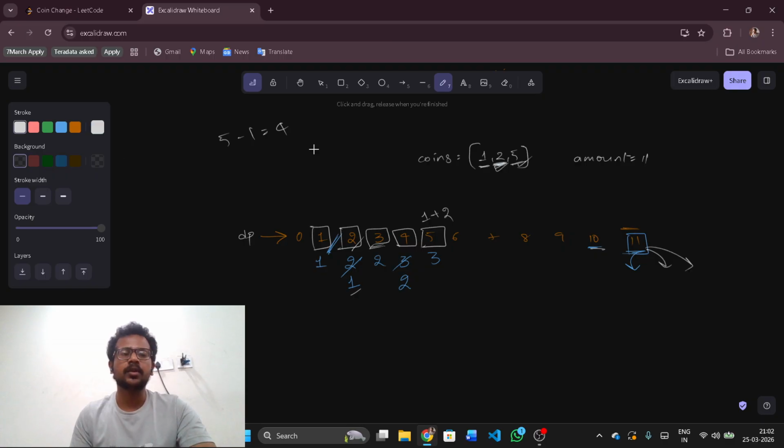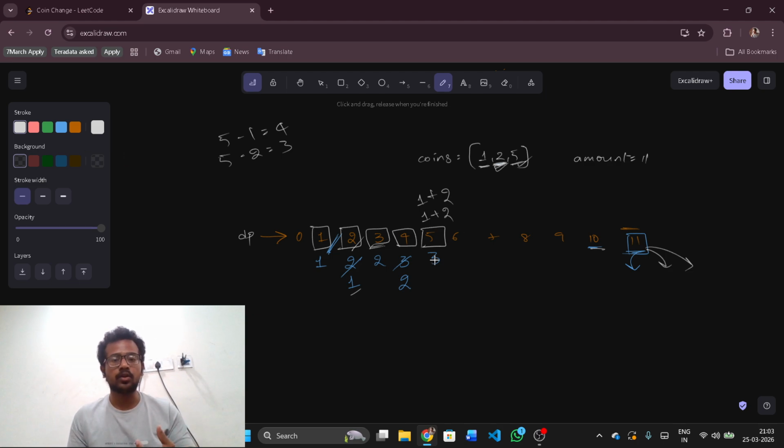Now let us take coin number 2 here. If I take coin number 2, 5 minus 2 is 3. So to make 3, I need 2 coins. So 1 plus 2 is again 3. No need to change. Now there is another coin, which is 5, which is less than or equal to 5.